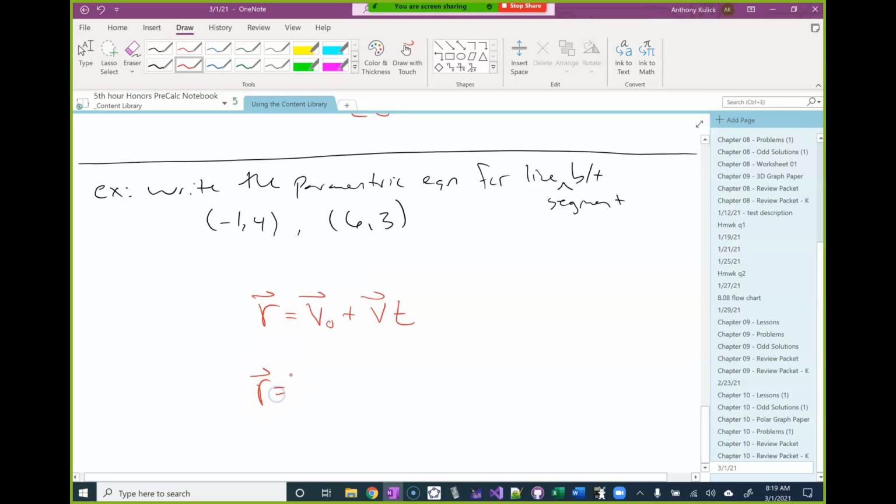So what does V naught stand for? What kind of vector is that? That's a point vector, right? Does it matter which point I use to create V naught? It does not. So let's just say I use the first point.